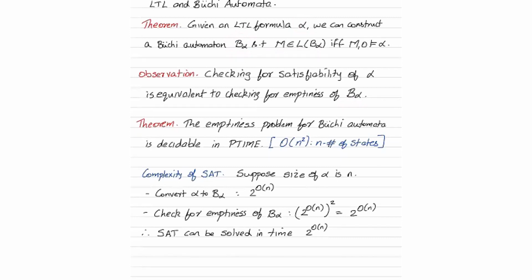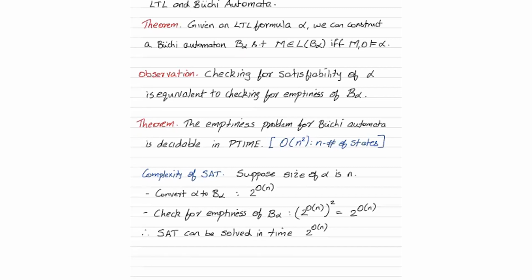Now it can also be shown that the emptiness problem for Büchi automata can be decided in polynomial time, basically based on the structure of the automata. So using this correspondence, we can give a decision procedure for LTL, which is first to construct this automaton and check for the emptiness of the automaton. So that's the decision procedure.